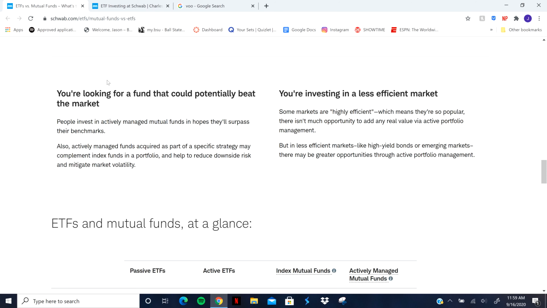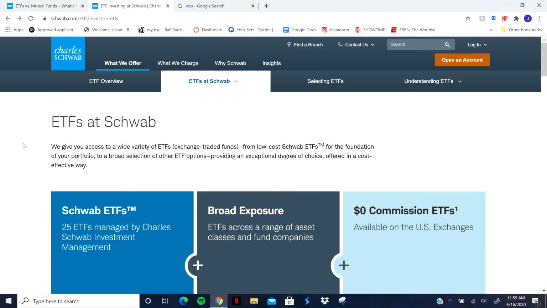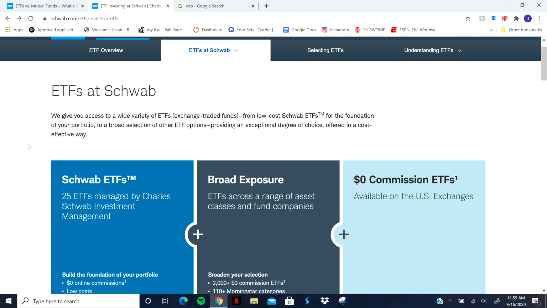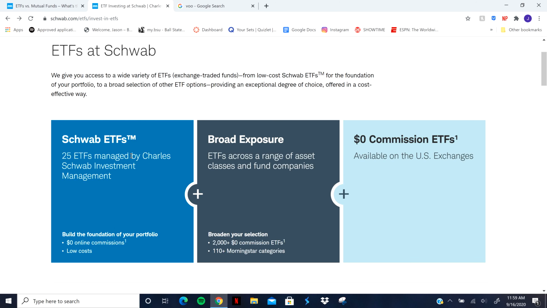So enough about the basics. Let's dive into some of the mutual funds that Schwab has to offer. 25 ETFs managed by Charles Schwab Investment Management, $0 online commissions and low costs.